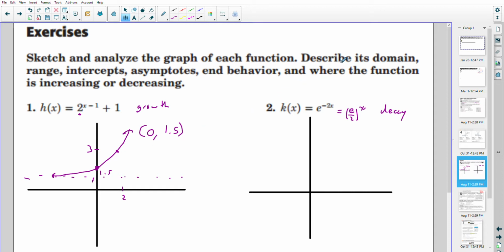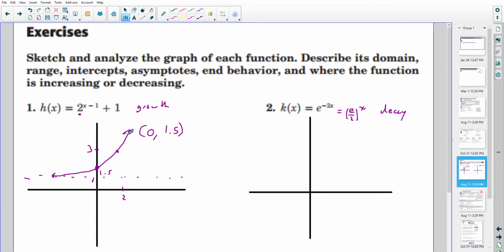Now you could say, what's the domain? Domain is going to be all real numbers. The range is going to be all real numbers from 1, not including 1, to infinity. Intercept is only the y-intercept, (0, 1.5). Asymptote is going to be y equals 1. And behavior, as x goes to negative infinity, f of x is going to equal 1. And as x goes to positive infinity, your f of x is going toward infinity.